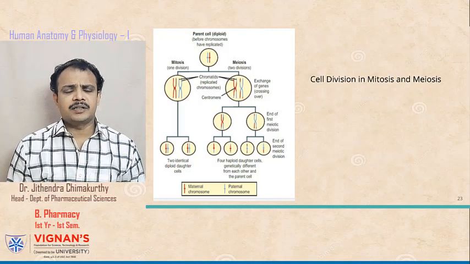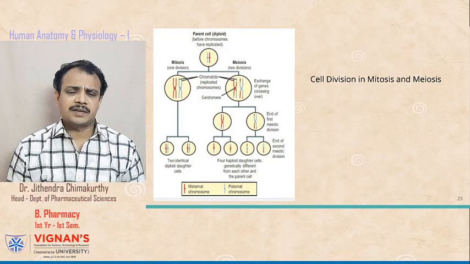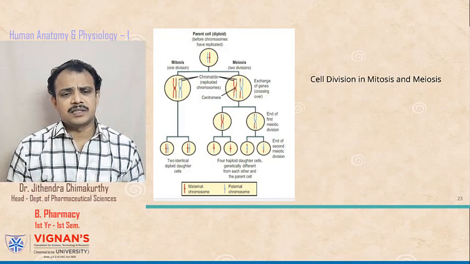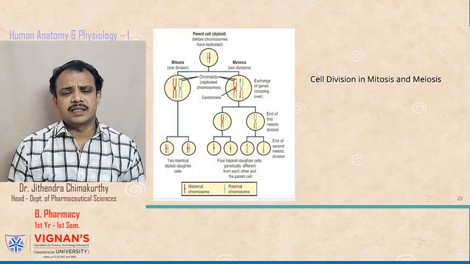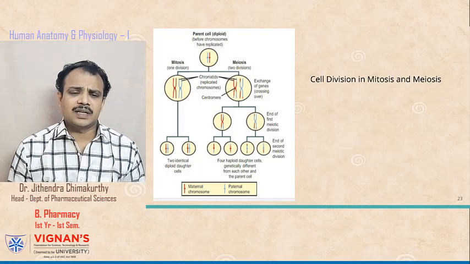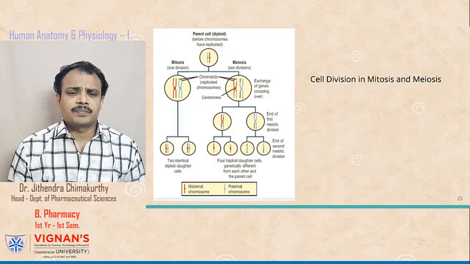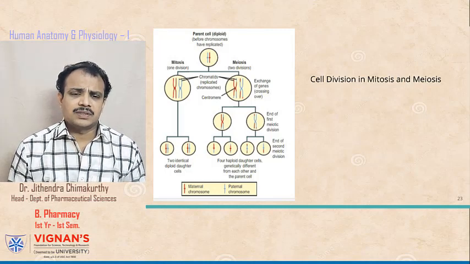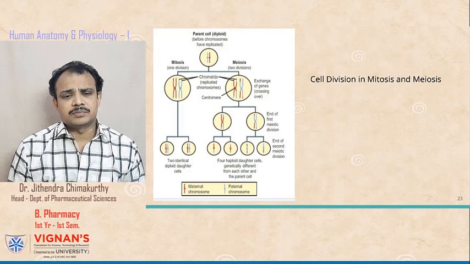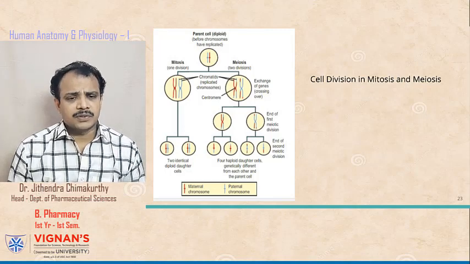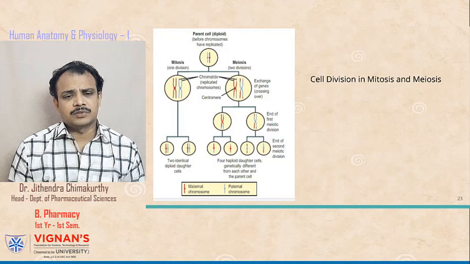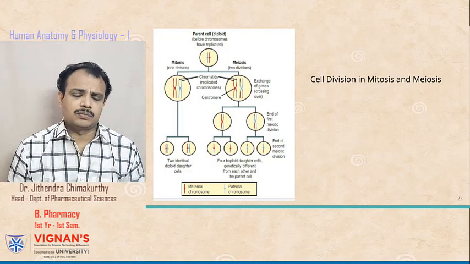It means at the end of mitosis, the daughter cell will have similar number of chromosomes as that of parent cell, whereas at the end of meiosis, the daughter cell will have half the number of chromosomes from its parent cell, and hence these gametes are called as haploid cells because they have only 23 chromosomes, whereas the cells which are formed after mitosis, these are called as diploid cells because they have 46 chromosomes or 23 pairs of chromosomes.